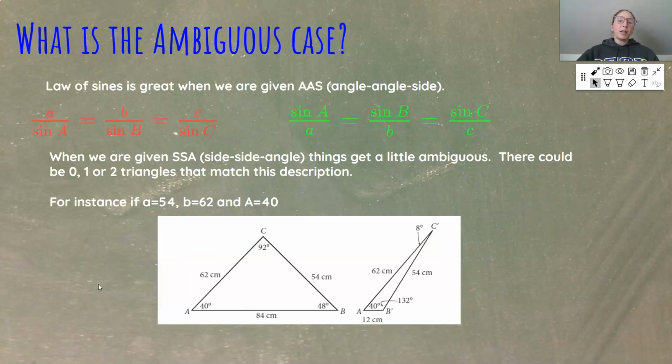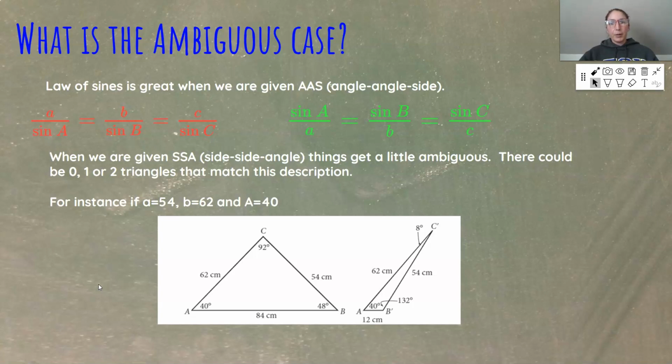What does that mean? The law of sines is great when we're given angle, side, right? We saw that in the last video. We solve for a missing side, missing angle, whatever we need, and we go on our merry way. But when we're given side, side, angle, or the SSA case, things get a little ambiguous. There could be 0 triangles, 1 triangle, or 2 triangles that match this particular description. In other words, with the information given, there's a little bit too much wiggle room, and it's not rigid.